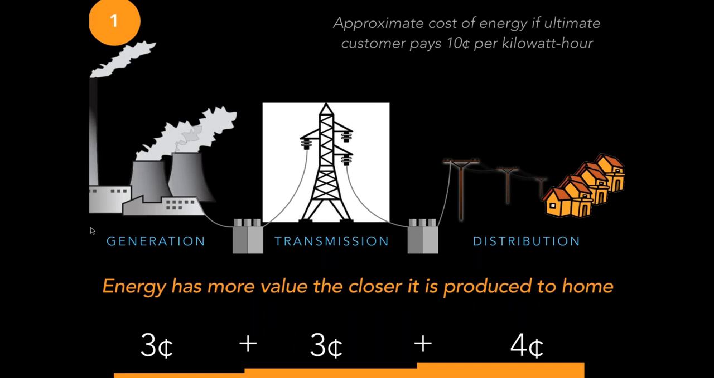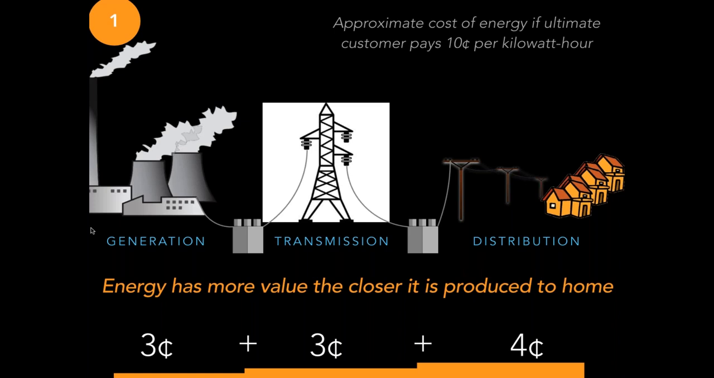We'll start off with the issue of value. So this is just a very broad brush approximation of the cost of energy to be delivered to an ultimate customer on the electricity system. And it assumes for the purposes of this illustration that that final cost is about 10 cents per kilowatt hour for that final customer, which is a little bit lower than the average residential electricity price in the United States. There's just a few places actually where it would be this low.